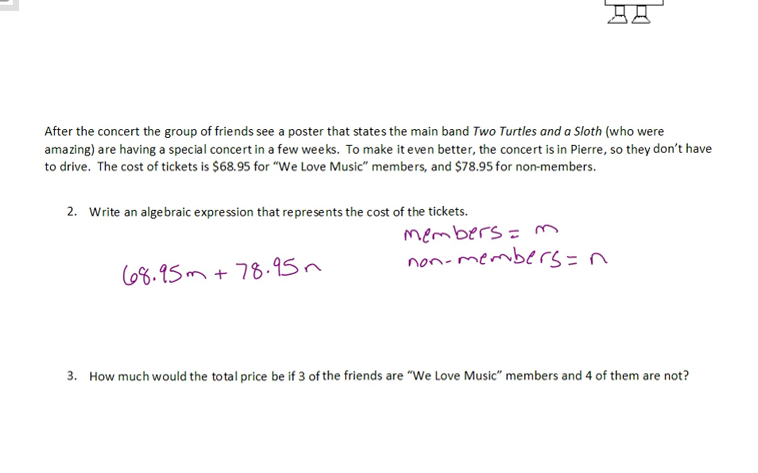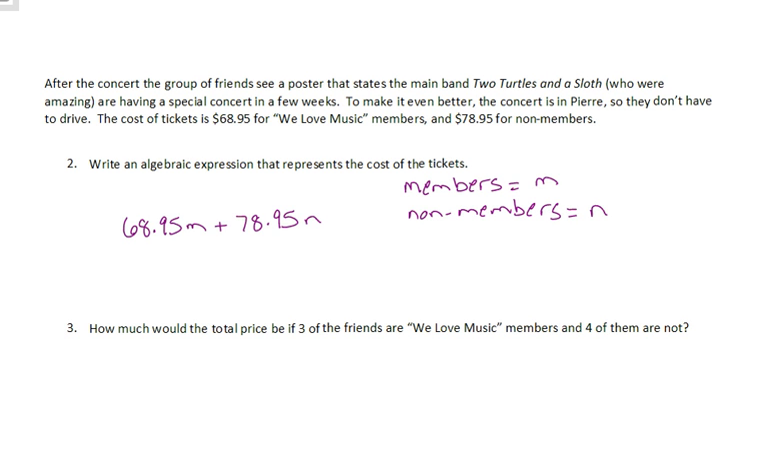Now looking at 3, it actually looks like we have to evaluate it now. It says, how much would the total price be if 3 of the friends are We Love Music members and 4 of them are not? So we're going to take the information we know and substitute it in for those variables. So I know that I have $68.95 for my members. It looks like we have 3 of those that are members, so we have to buy 3 of those tickets plus 4 tickets for $78.95.